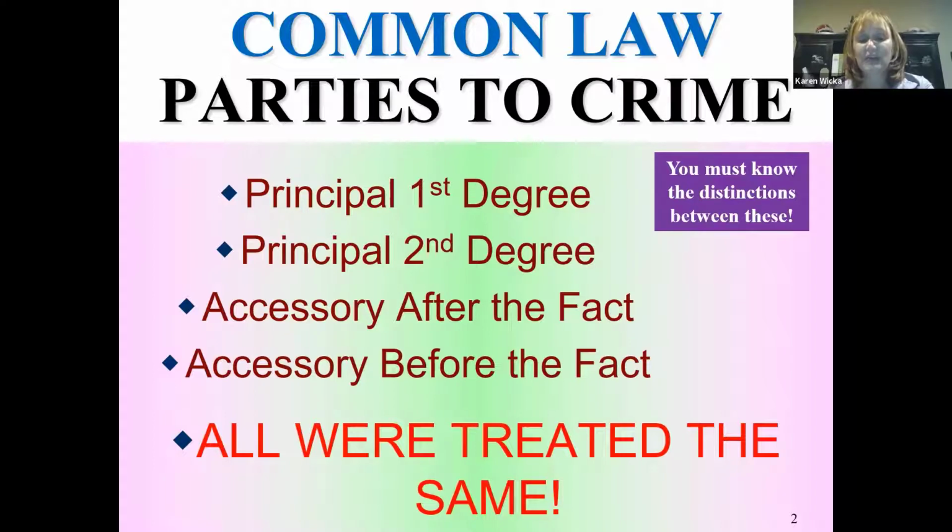Now, sometimes you have what we call an accessory after the fact. So after the crime was committed, they do something to help the person escape justice, to keep the police from arresting them, to keep the prosecutor from prosecuting, destroying evidence, hiding people. That's what we call an accessory after the fact. They help after the crime is committed.